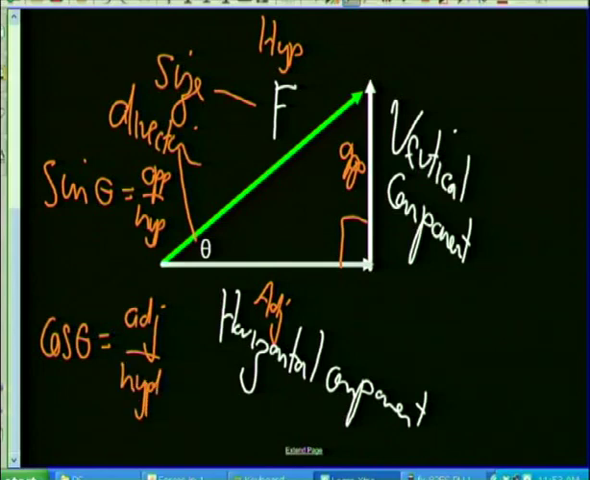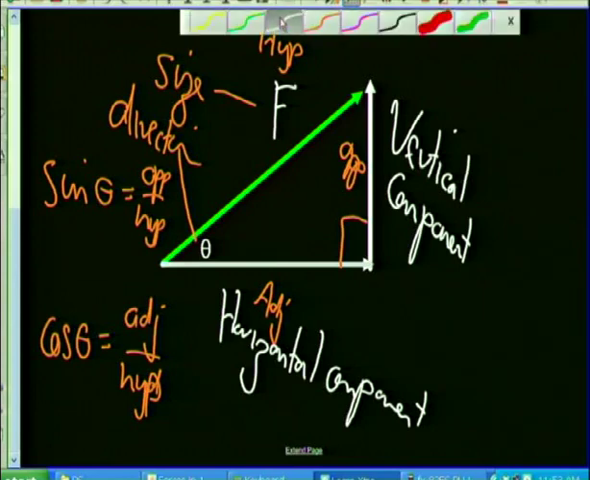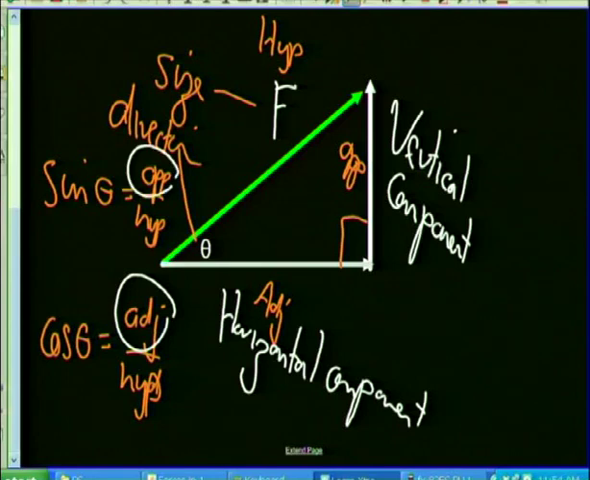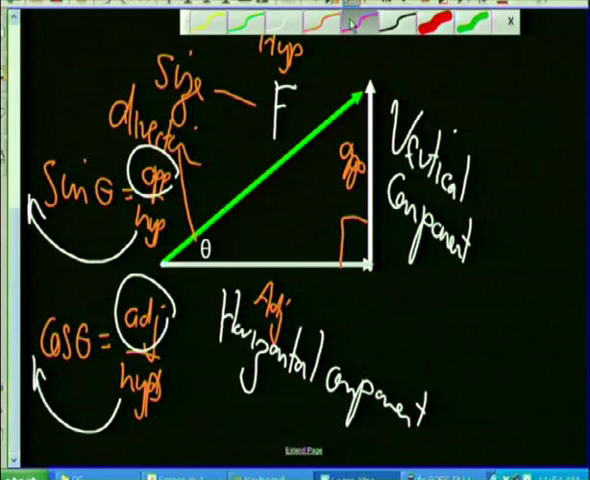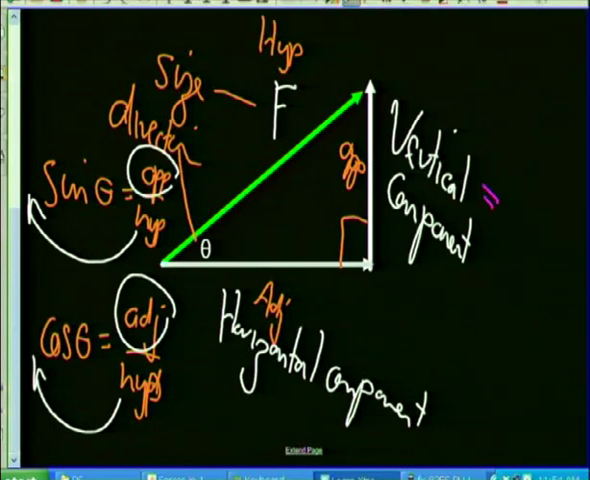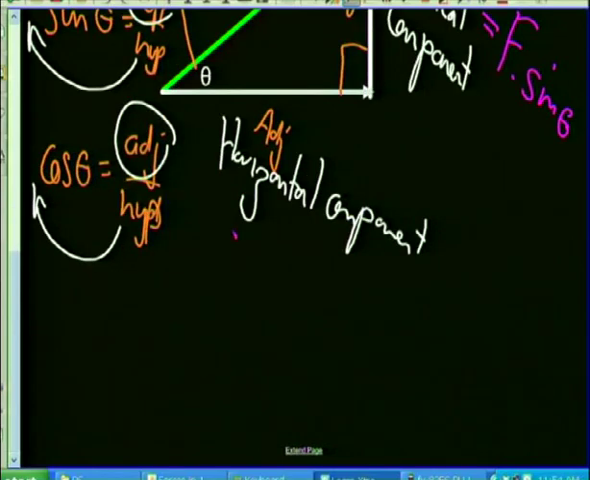Now, what we want is to find the adjacent. What we want to find is the opposite. So if we just multiply by hypotenuse on both sides, we'll get that. And so that's exactly the formula that we're going to use. We're going to say the vertical component is always equal to the force times sine theta. Then the horizontal component is always going to be the force times the cosine of theta.